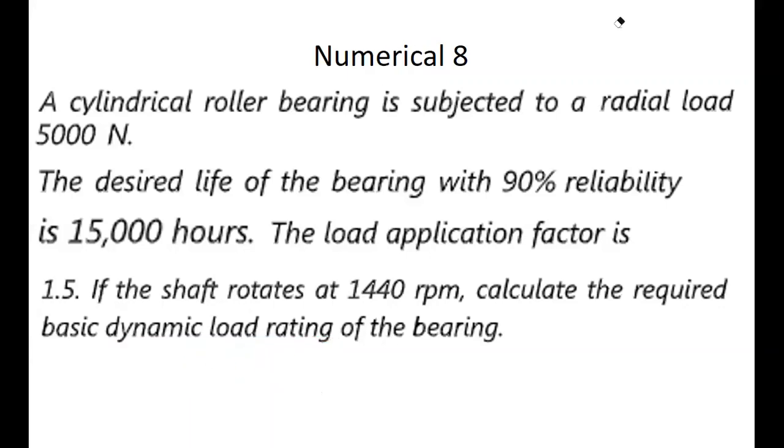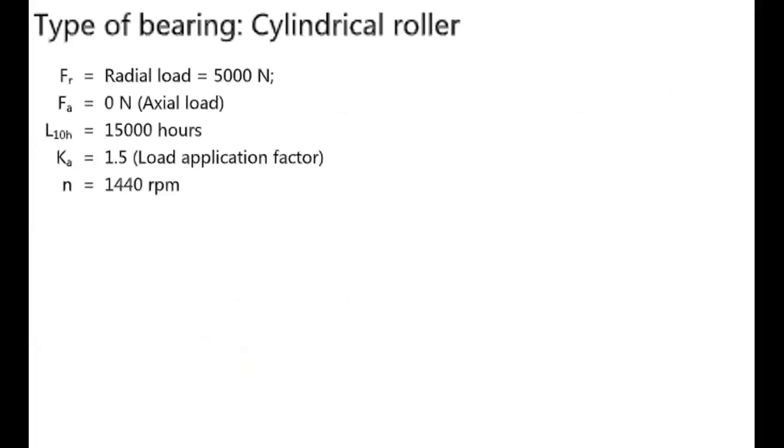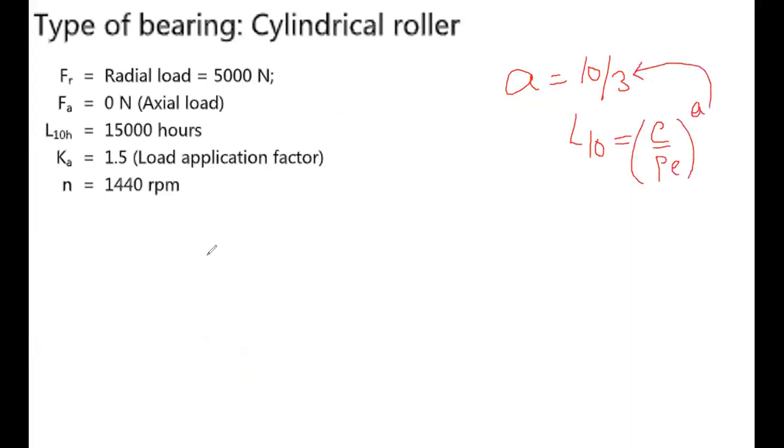Let's first write down the given data. It's a roller bearing, right? So our A or P or K, whatever you write, is going to be 10 by 3 this time. In your formula of the life load relationship, this A or P or K is going to be 10 by 3.